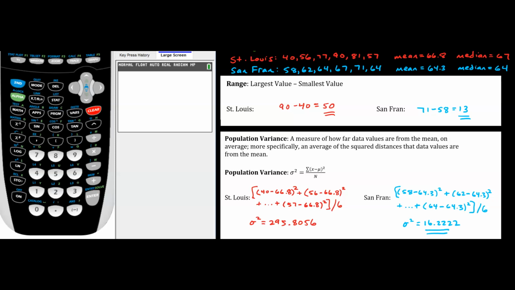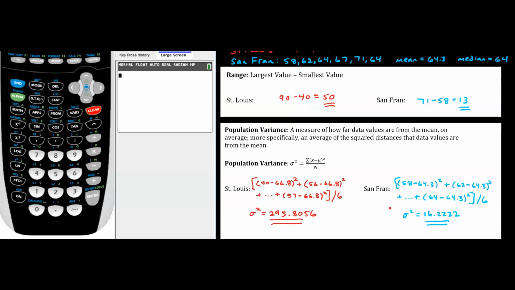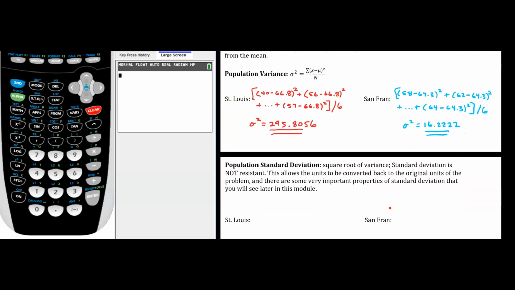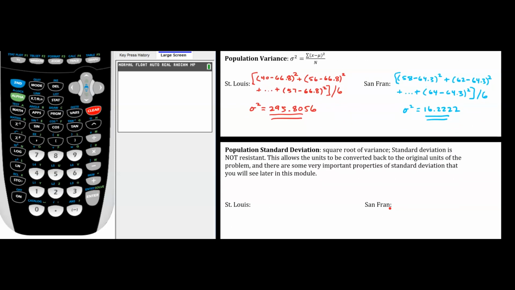So now you could look at this number, this 16.2222, and you can compare it with 295.8056. And just like we did with the range, where you would say, wow, the range of St. Louis is much greater than the range of San Francisco, we could say the population variance for St. Louis is much greater than the population variance for San Francisco, suggesting that there's much greater variation, much greater spread in the data in St. Louis.